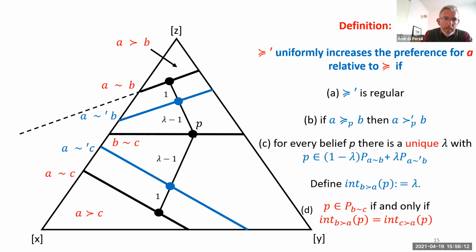And actually, in this picture, it has some interesting geometric consequence. Namely, if there is a uniform preference increase, then it follows that if you extend the lines of beliefs where you are indifferent between A and B, B and C, and A and C outside the belief simplex, then these three lines will always intersect at one and the same point. That's a consequence of the existence of a uniform preference increase here.